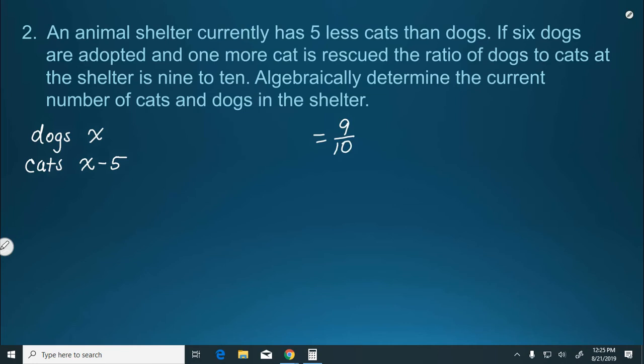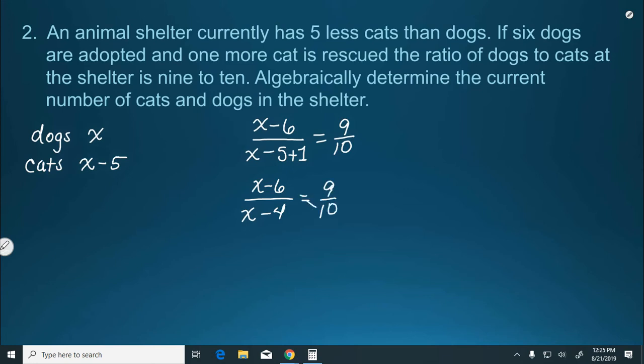If 6 dogs are adopted, they're being taken out of the shelter. So that's x minus 6 over, and one more cat is rescued, so that's x minus 5 plus 1. That's one more cat being put into the shelter, equals 9/10. Now we simplify. x minus 6 over x minus 4, because -5 plus 1 is -4, equals 9/10.